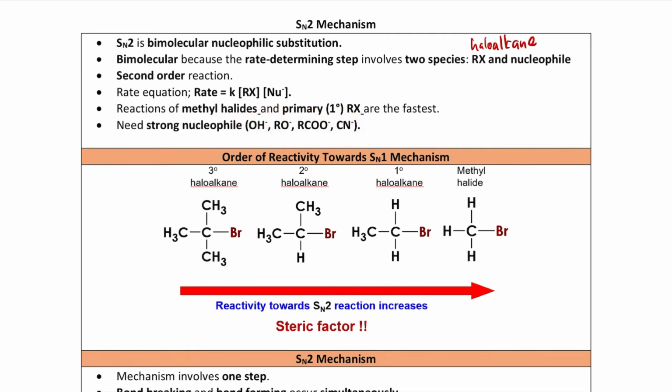Okay, so next kita tengok pula order of reactivity towards SN2 mechanism. Okay, so from this sentence kita dah tahulah, oh SN2 prefer primary dan methyl halide. Okay, so kita tengok kenapa. Over here, this is tertiary haloalkane. This is secondary. This is primary. Ini adalah methyl halide. Okay, so as you can see, reactivity toward SN2 increase this way. So, maksudnya methyl halide paling reaktif. Primary haloalkane kurang sikit. Tapi better lah dari secondary dan tertiary haloalkane.